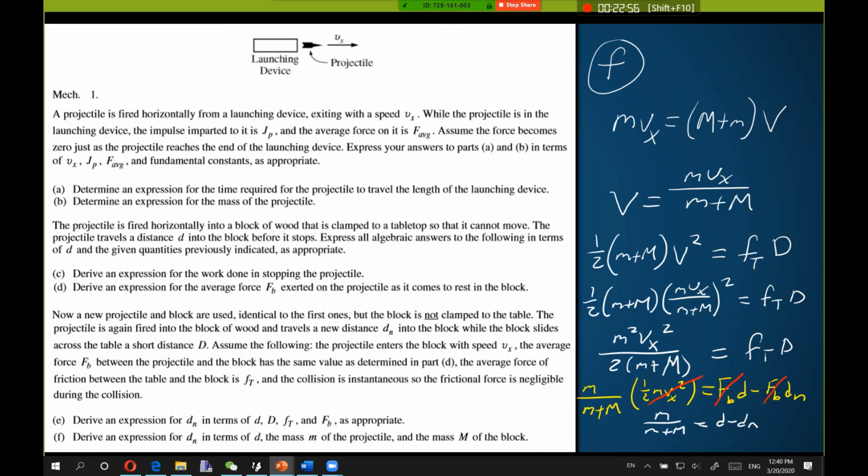Okay, now I've got all the terms that I need. I just need to solve for d_n, and then we're done. So d_n equals D minus m over m plus capital M. And we've got our expression in terms of everything we need.